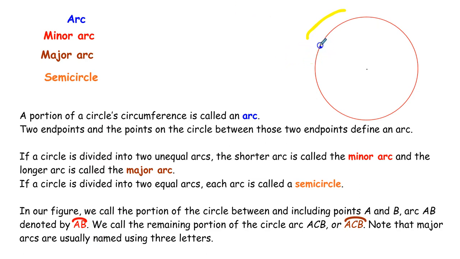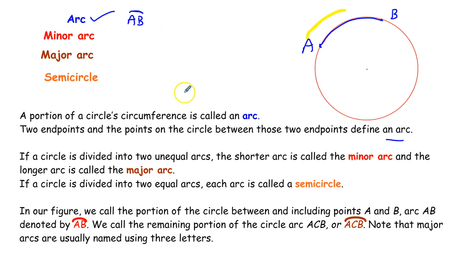This is the point A on the circle and another point B on the circle. Now the 2 endpoints and the points on the circle between those 2 endpoints define an arc. That is, from A, including A, all the points up to point B make one arc. The symbol for this arc is this little arc symbol. I'll say arc AB. AB is the arc here. Right?